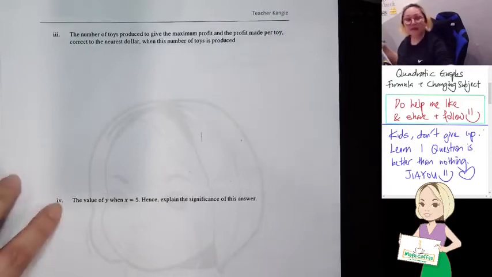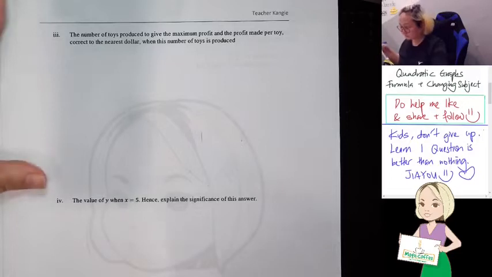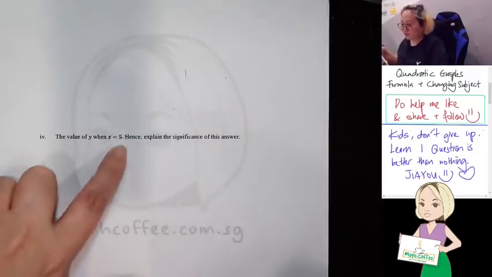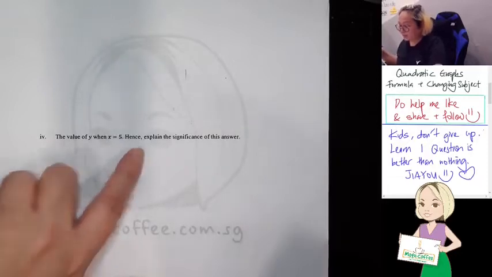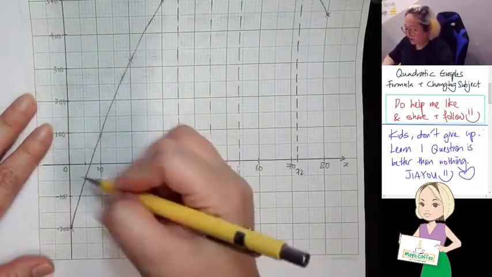Last part, IV. This is the last part of the question before I go to the changing subject. Now they ask the value of y when x equals 5. So when I go to my graph, when x equals 5, my y is this.